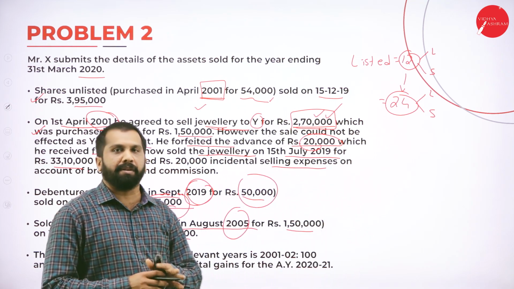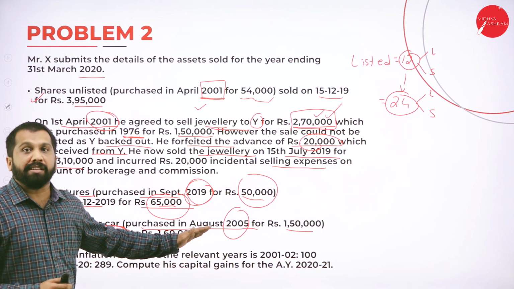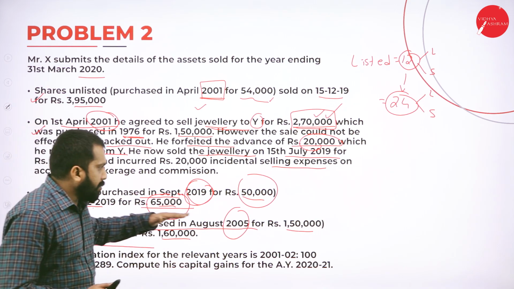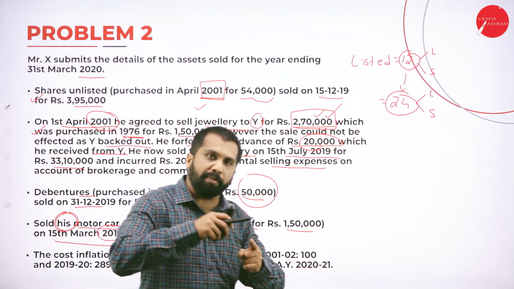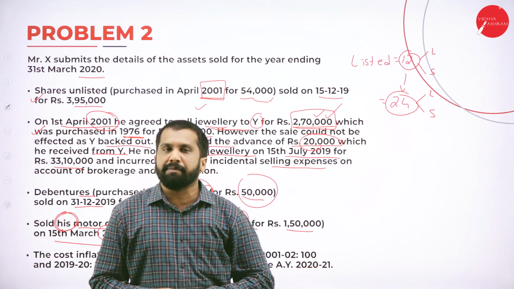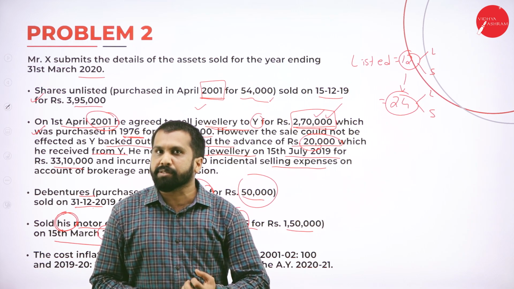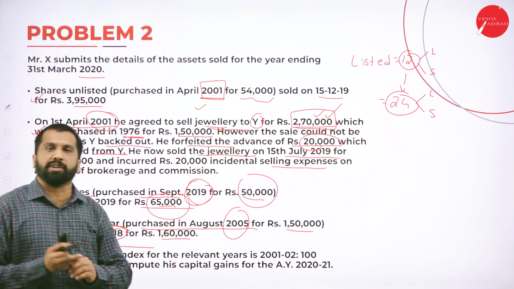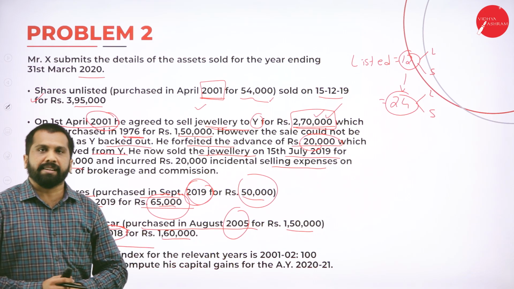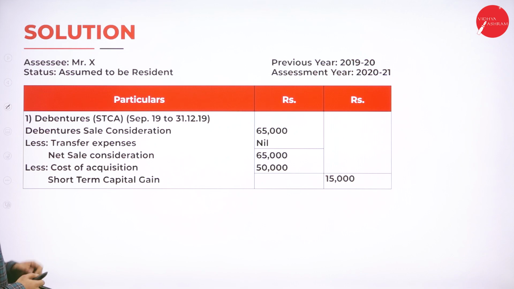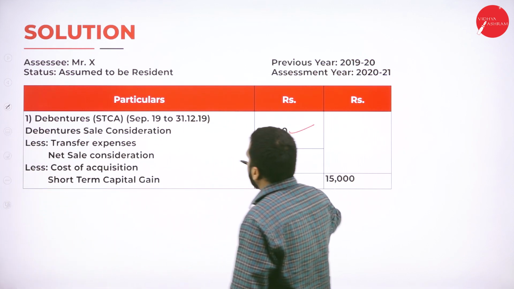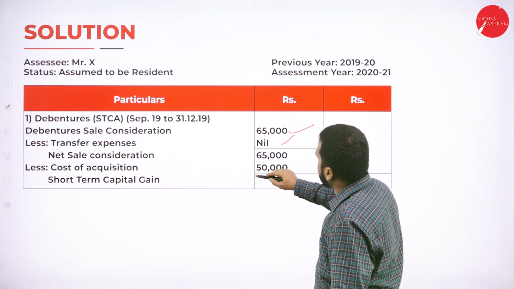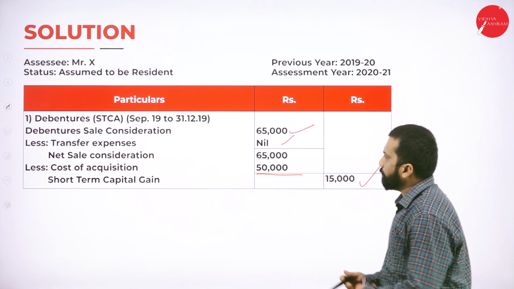Short term. And remember, for debenture, what is the time period? 36 months is the time period. So why is it 36 months? Again, go back to your second session. In that I have explained why it is 36, why it is 24. That's why, please go back to the previous session, watch and do the continuation. See, debenture 65,000, no expenses, 65 minus your cost 50, answer is 15,000.